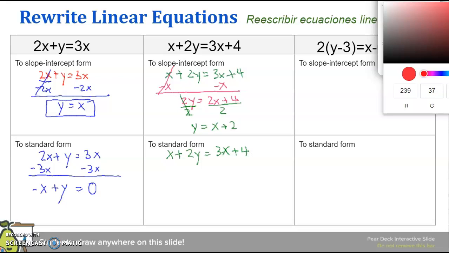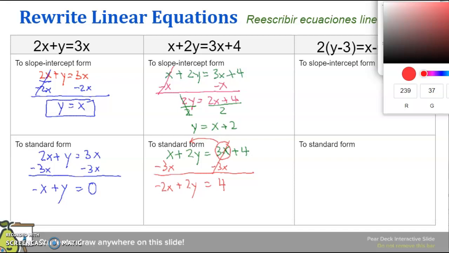However, we do not want this 3x, right? We want to bring that to the other side. How do I do that? I subtract 3x from both sides, and that goes away, and you are left with just 0 plus 4, which is the same as just 4. And on the left hand side, x minus 3x is going to be negative 2x plus 2y is equal to 4.